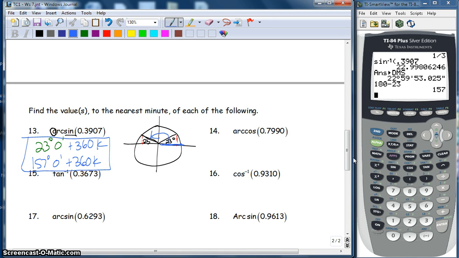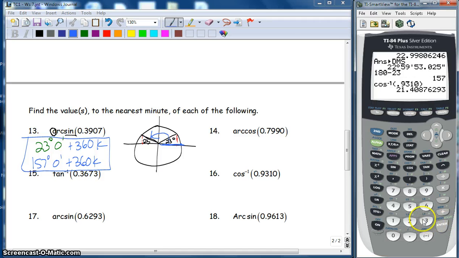All right, let's look at number 14. Let's do 16, so I have space. Second cosine of 0.9310. You hit enter. We get a solution of 21.408, so we convert that to degrees, minutes, seconds, because that's what we want to work with. And you should get 21 degrees, and then again, look at the seconds. It's over 30, so this goes up to 25 minutes.